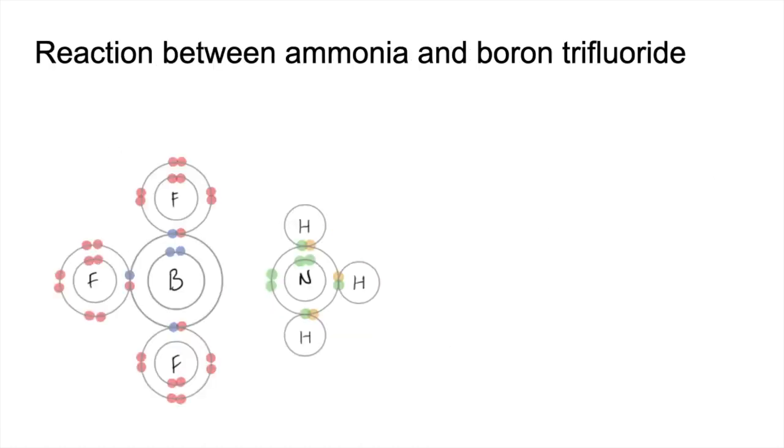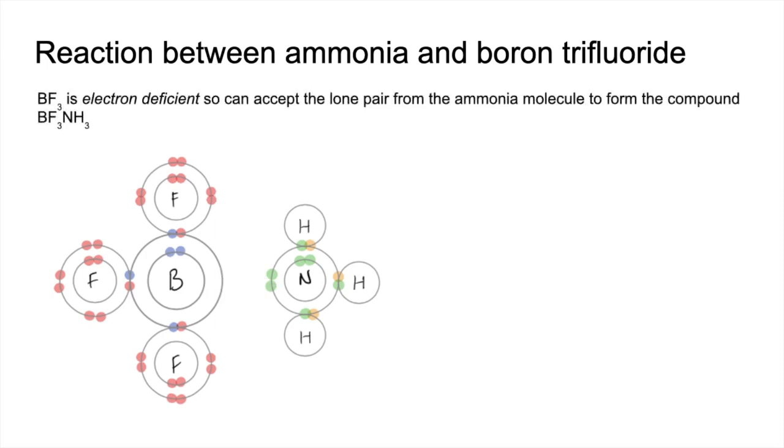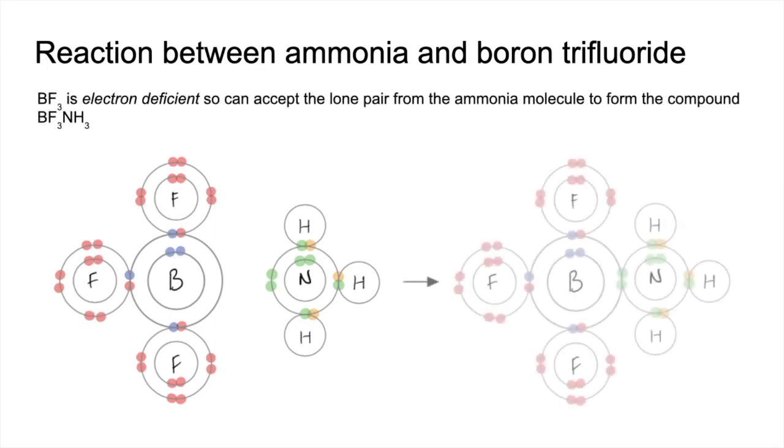And the third reaction is between ammonia and boron trifluoride. So you can see we've got the dot and cross diagrams there. I'm sure you can see already what's going to happen. We've got an electron deficient boron atom, so only 6 electrons in that valence shell, and we've got a pair of electrons, a lone pair, on the nitrogen, so we can get a coordinate bond formed between the boron and the nitrogen, and that's going to form this new compound BF3NH3, which would look like that. And there's that coordinate bond.